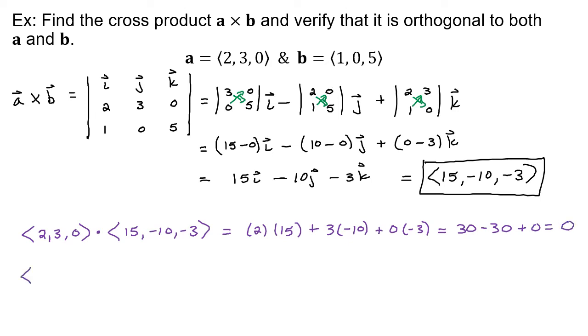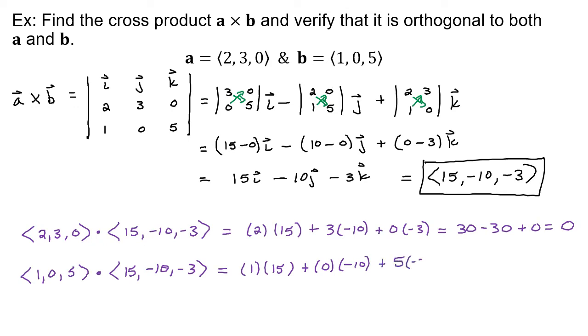Or if you do the other one, the 1, 0, 5, dotted with that same 15, negative 10, negative 3, I would have 1 times 15, 0 times negative 10, and 5 times negative 3. That's 15 plus 0 minus 15, which is 0. So since they both come out to be 0, that means they are orthogonal to that vector. And since both of them came out to be 0, then they're both orthogonal to the cross product.